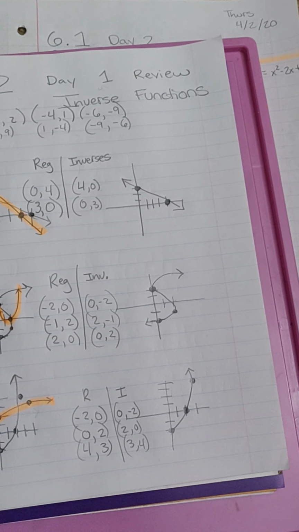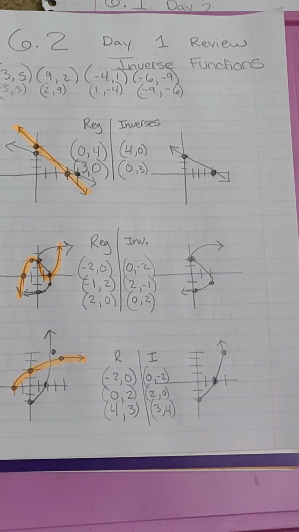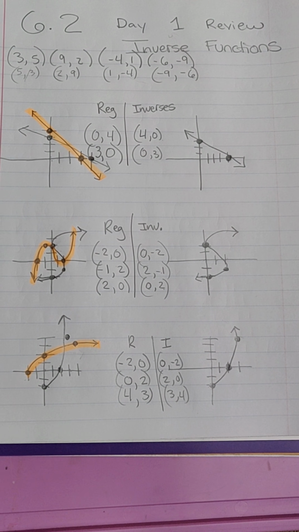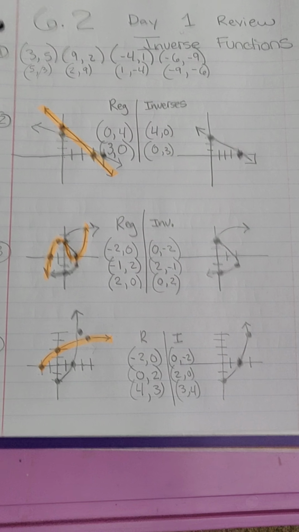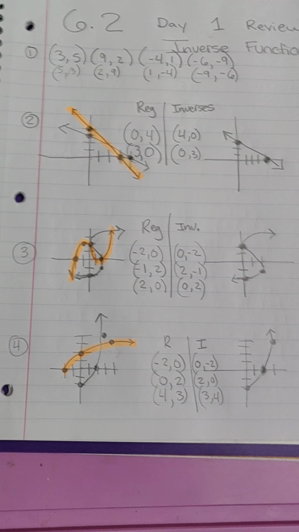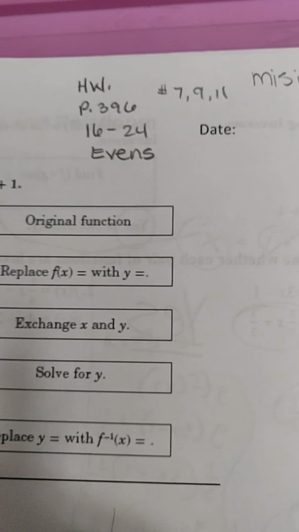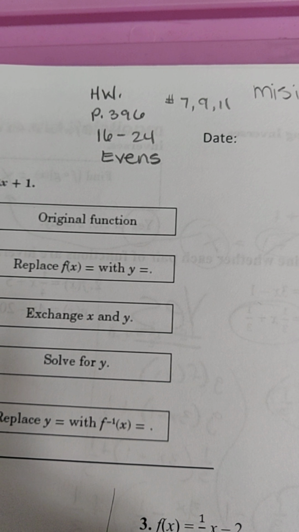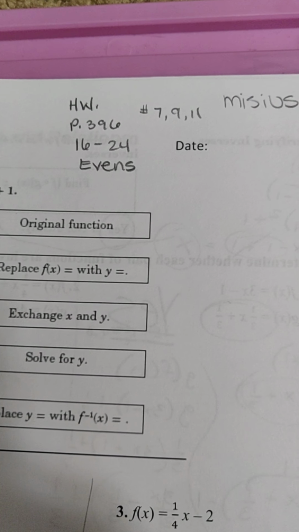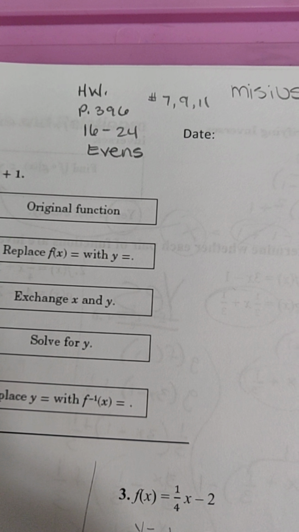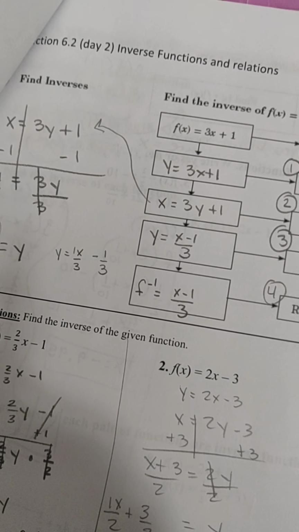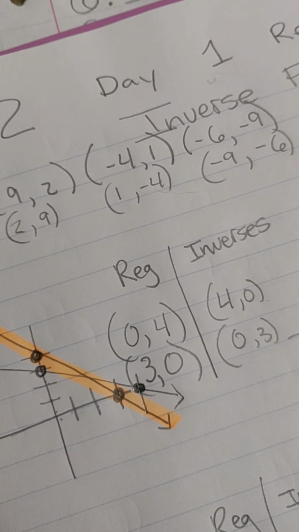There's 6.2. Let me double check our notes here and just make sure there's nothing else that I want to go through with you guys. It looks like the homework from this section in our notes was page 396, numbers 9 through 14 all. I also have that over here. 9 through 14. Page 396. Oh, just kidding. That is for day 2. We are on day 1.